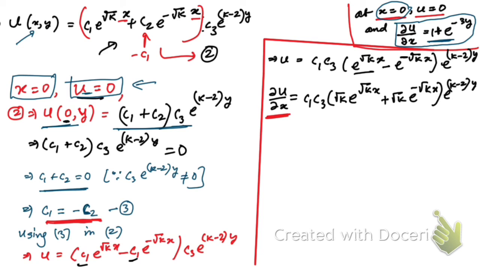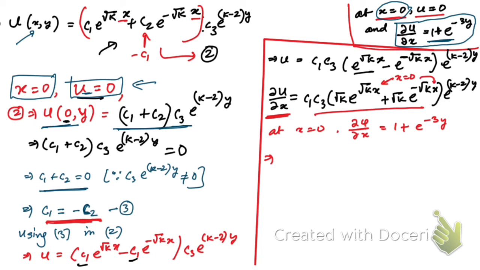Now you see, at x is equal to 0, del u by del x is equal to 1 plus e to the power minus 3y. At x is equal to 0, what is going to be its value? If we put x is equal to 0 here and here also, then this term is going to be 1 and this term is going to be 1, then 1 root k plus 1 root k is definitely 2 root k.